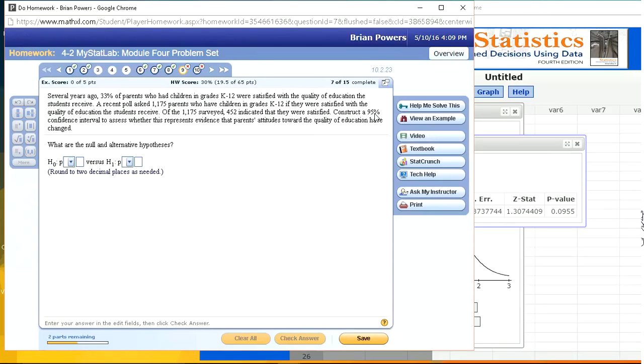We want to do a confidence interval to answer this question, to conclude whether or not this represents that the parents' attitudes have changed. So the null hypothesis would be that p still equals 0.33. Alternatively, we would look at p simply not equaling 0.33, since we're checking whether the attitudes have changed, not whether they've increased or decreased, but whether it's different. So it's a two-tailed test.